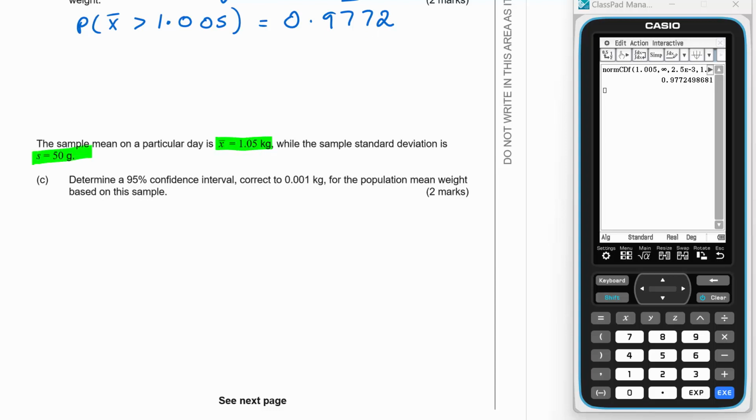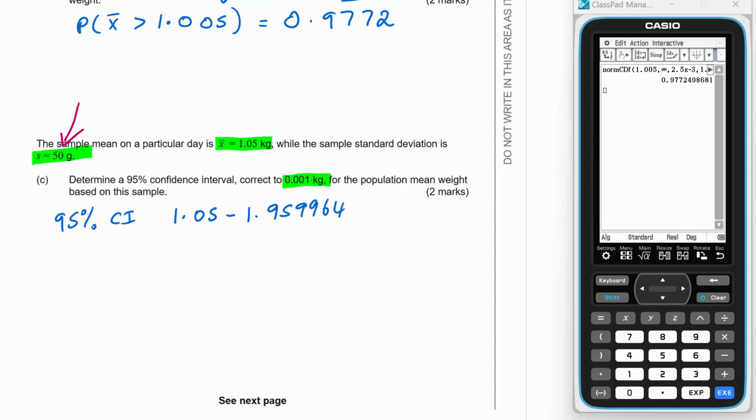Okay, continuing. The sample mean on a particular day is X bar is 1.05 kilograms, while the sample standard deviation is 50 grams. Determine a 95% confidence interval correct to 0.001 kilograms for the population mean weight based on this sample. Note that 50 grams is exactly the same as 0.05 kilograms, and therefore we're going to use the same value as we did above.